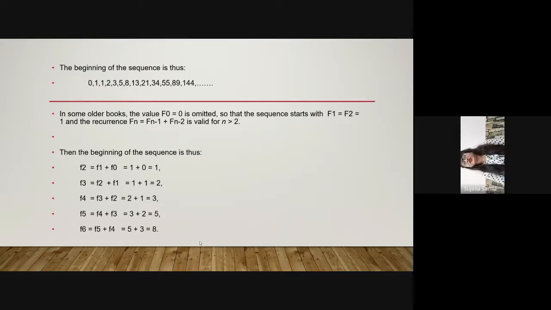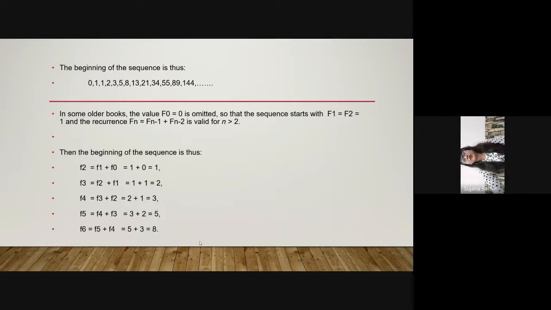By following these rules, we can find the sequence 0, 1, 1, 2, 3, 5, 8, 13, 21, 34, 55, 89, 144, and so on. Looking at that, you can see that each number in the sequence is the sum of the two previous numbers. For example, 34 is the sum of 21 and 13, and 144 is the sum of 89 and 55.